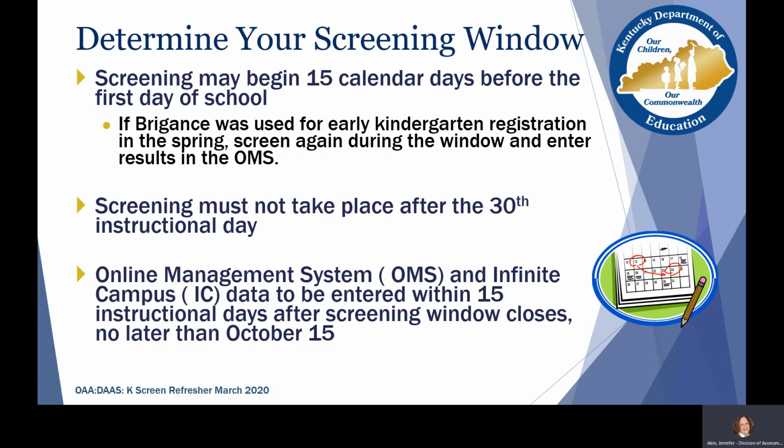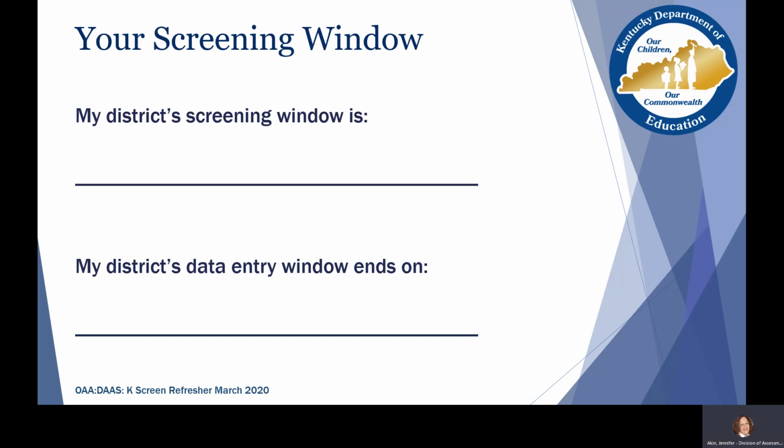Now we'll talk a little bit about the BRIGANCE screen itself. It's best to determine your screening window early on, and of course that depends upon the beginning of school. And again, once you know what your school start date is, then you can determine what your screening window is, which has to begin 15 calendar days before the first day of school, and it cannot take place after the 30th instructional day. And then keep in mind that once you're entering the data, it has to be entered within 15 instructional days after the screening window closes or no later than October 15th. This slide is just for your district purposes when thinking through planning and training.